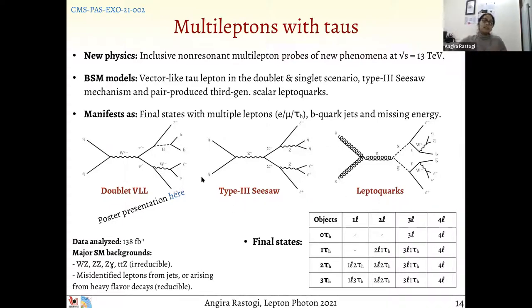So this analysis is also performed with full Run 2 data, which corresponds to 138 inverse femtobarns, and the major standard model background, which is the prompt production of diboson like WZ and ZZ, and other backgrounds like Z-gamma and ttZ, are all estimated from Monte Carlo, which are corrected in dedicated control regions. And for the misidentified leptons from jets, we use a data-driven matrix method.